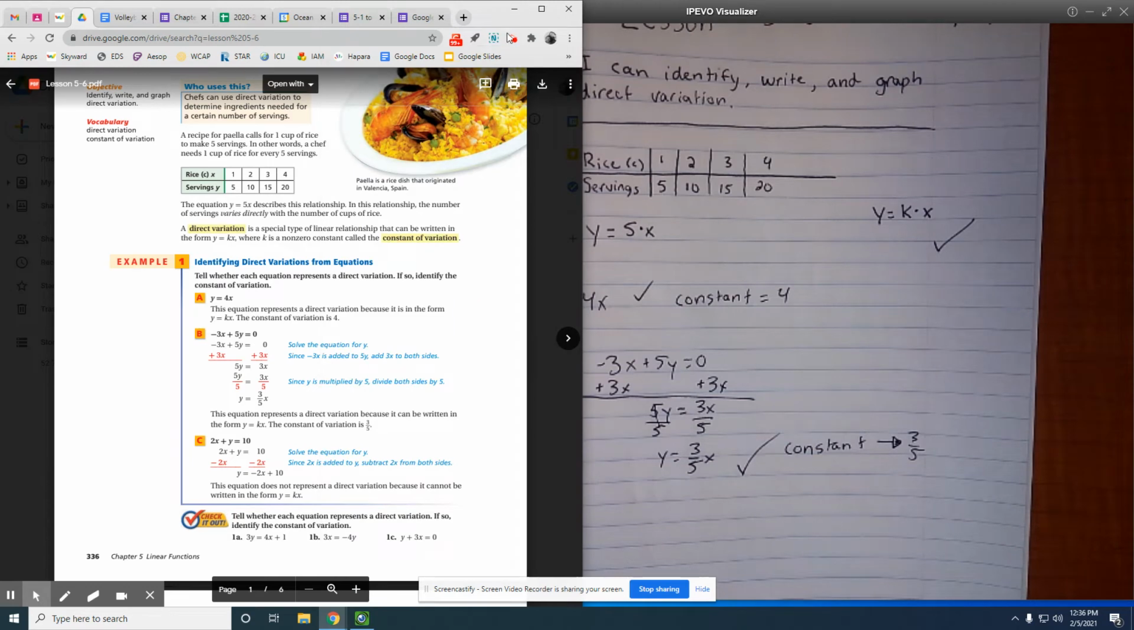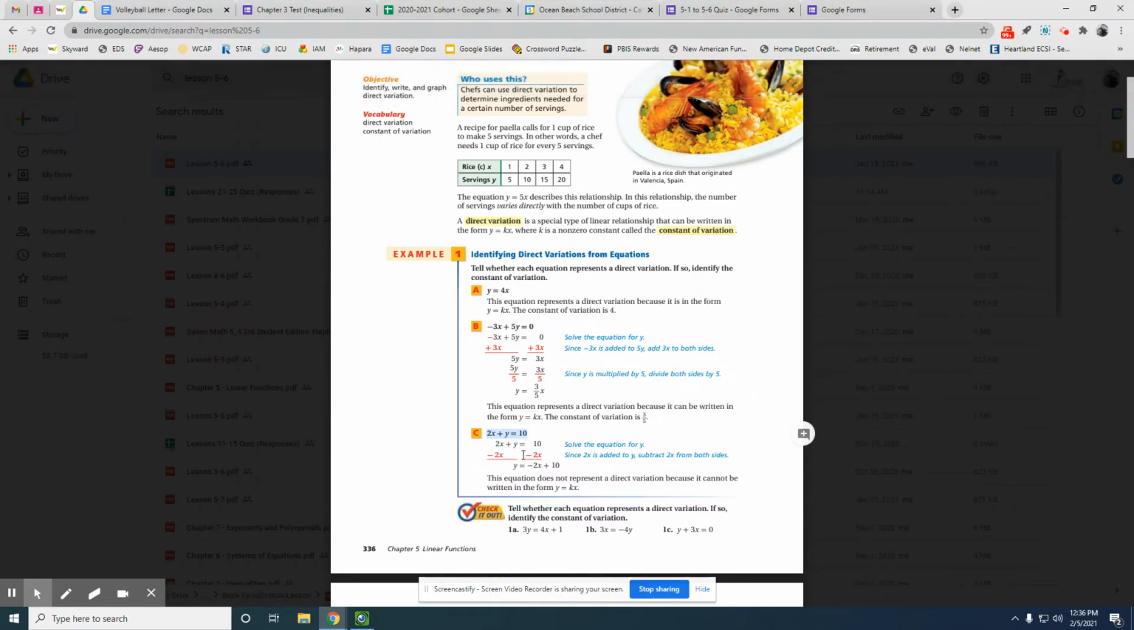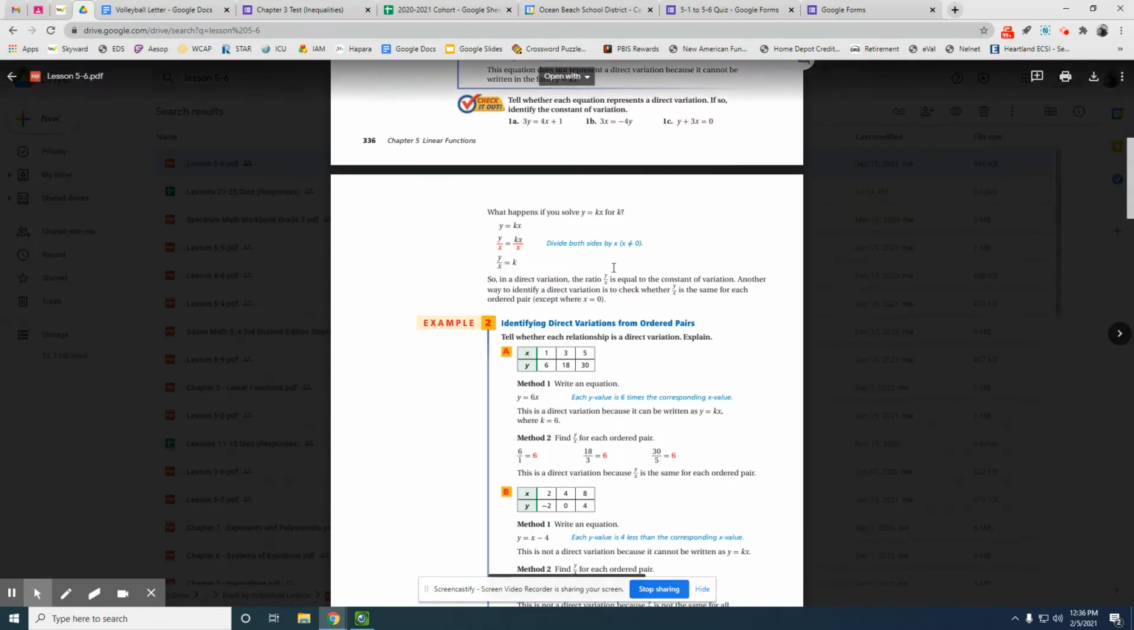So right here, this third one, 2x plus y equals 10. We can see that they subtracted the 2x, and we get y equals negative 2x plus 10. This is not an example because of this plus 10. If that wasn't there and it was just y equals negative 2x, then it would be. Hopefully we're somewhat getting this.